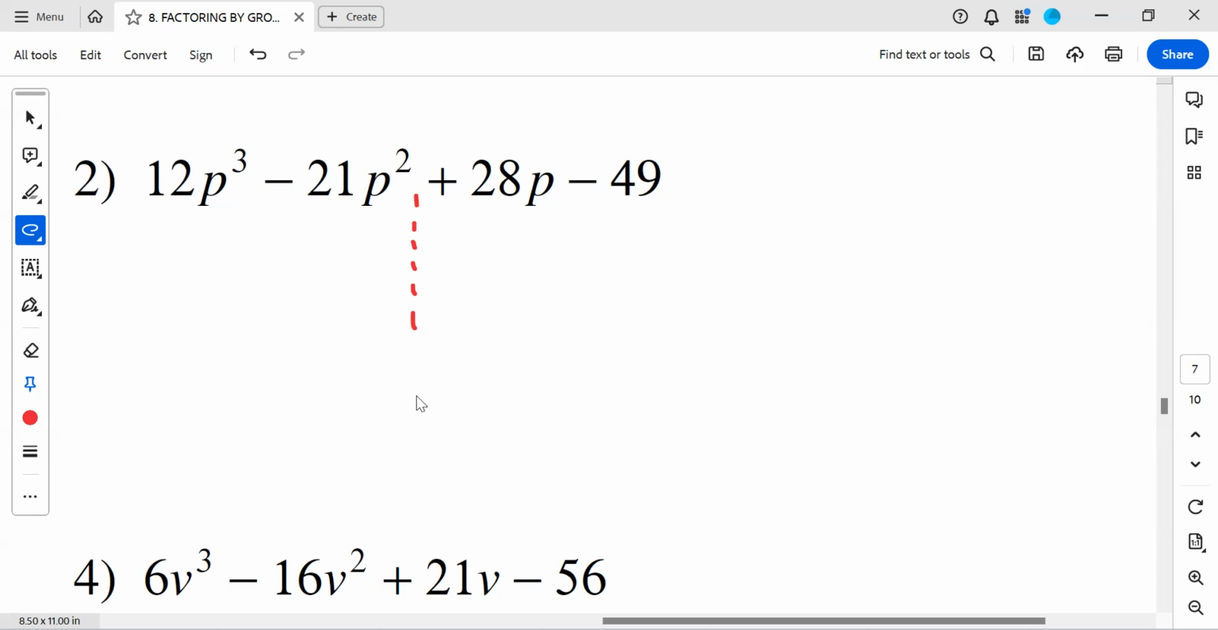It can vary, okay? So over here, I'm factoring out the GCF of this side. 12 and 21 is going to be 3. Skip a space to the left, I put 3. P cubed and P squared, it's going to be P to the second. And I'm going to divide by that.